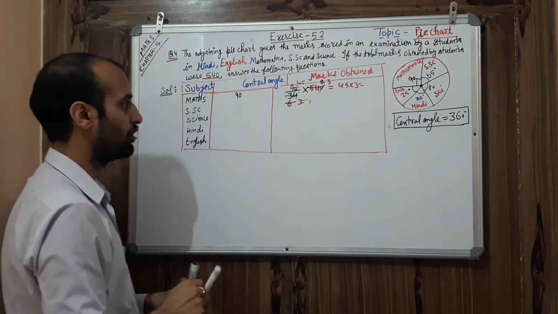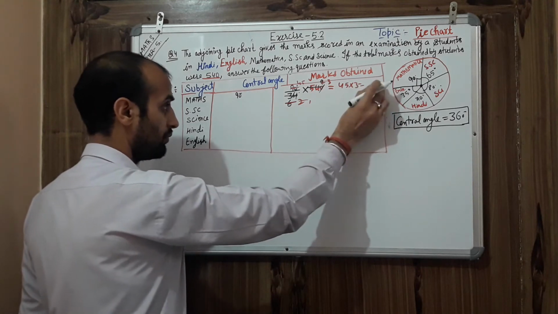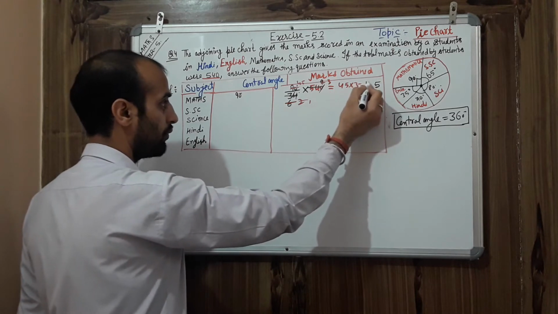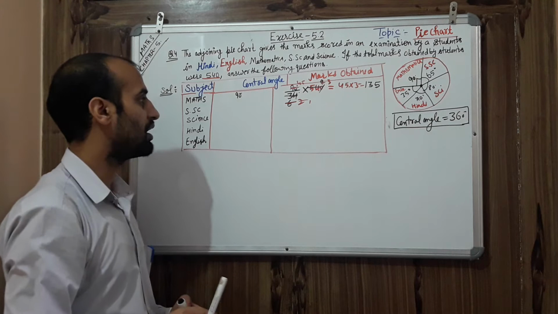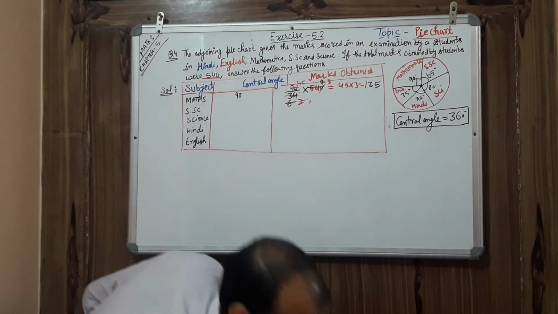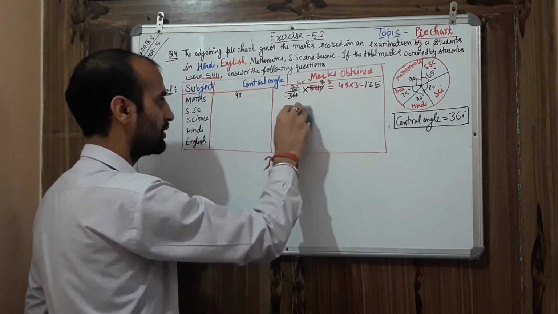After that you need to multiply. 5 threes are 15. Then carry 1, 3 fours are 12 and 1 is 13. That means 135 marks were scored in the subject of mathematics. Similarly, let's do the calculation for the next subject.